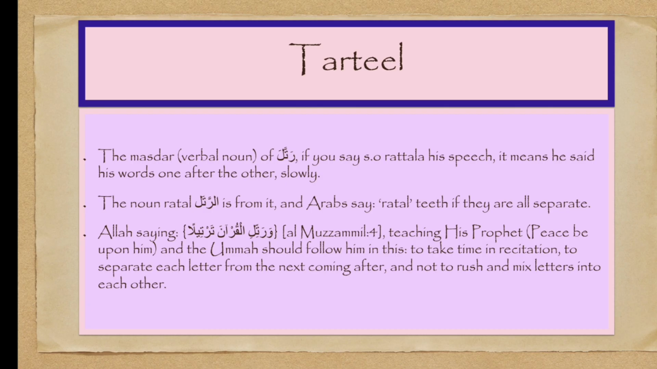And Arabs say, for example, if they refer to teeth and they say they are rattal, they are talking about teeth that are all separate and even. They're not, for example, twisted, or some jutting out while others are going in, or overcrowded, with one coming in front of the other or overlapping. No, they're all separate and even teeth, and this is what they refer to using the word rattal.